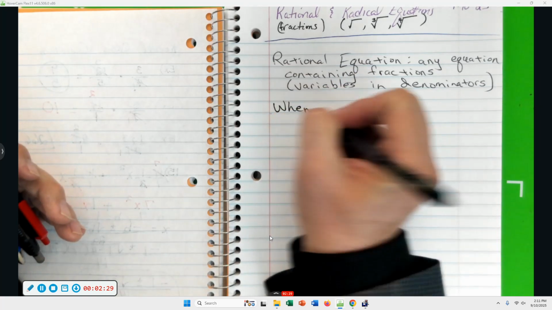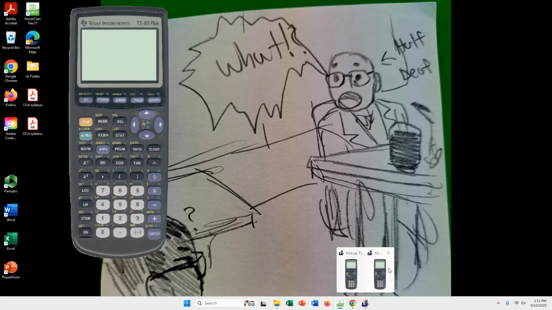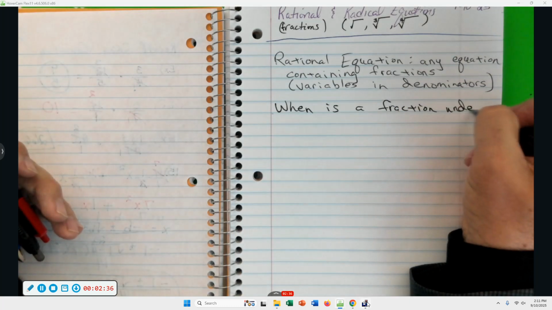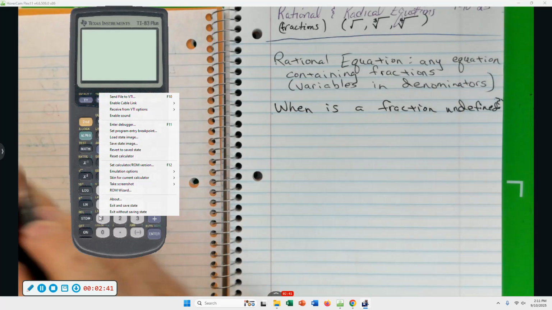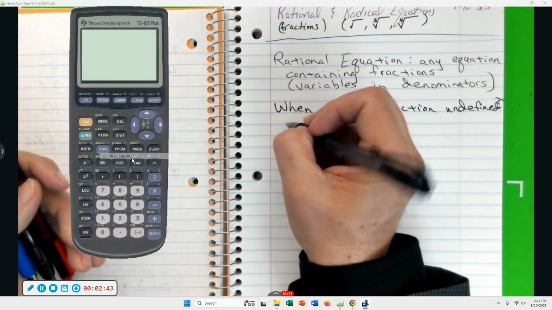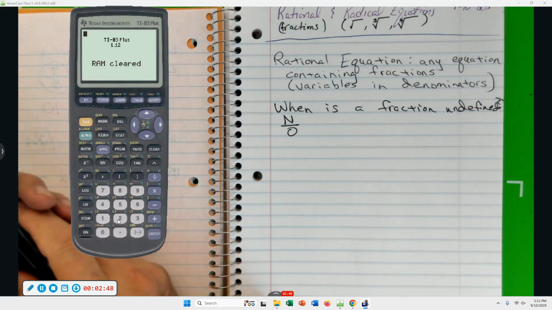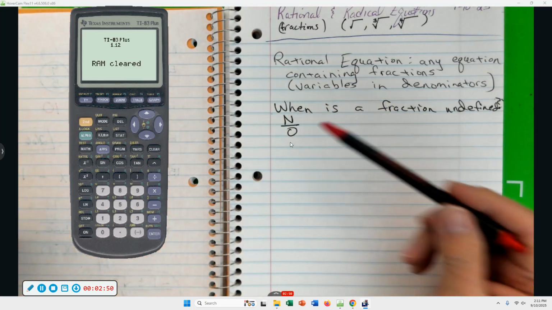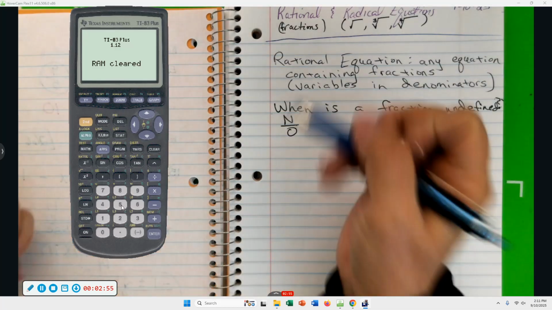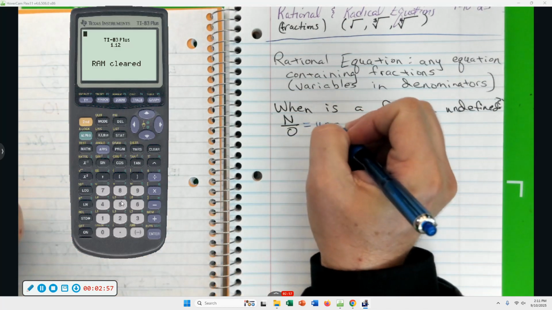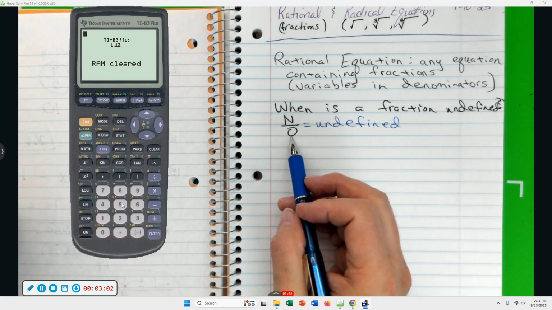When is a fraction undefined? A number divided by 0. Suppose you have a number divided by 0, no. What does that say? No, you cannot do it. Fractions are undefined when their denominator is 0.